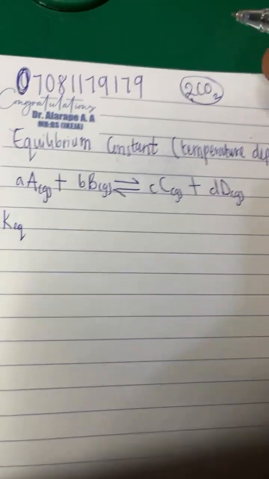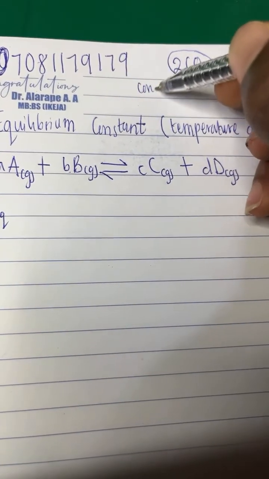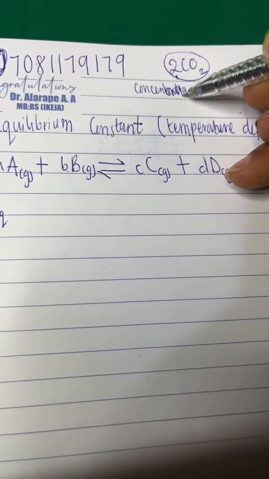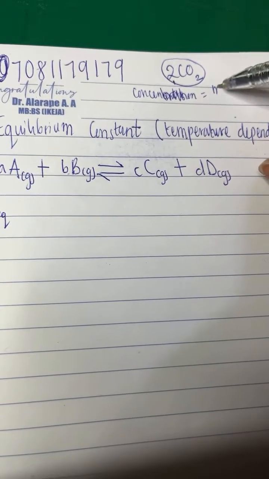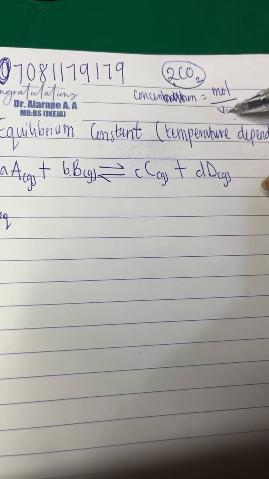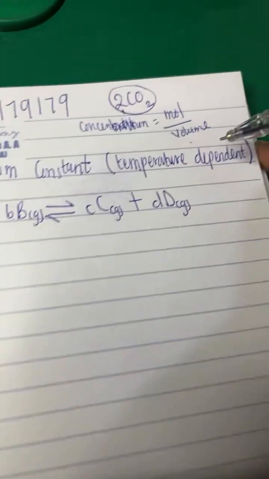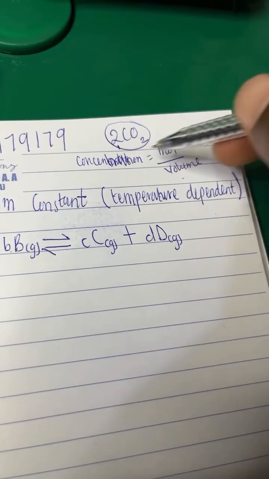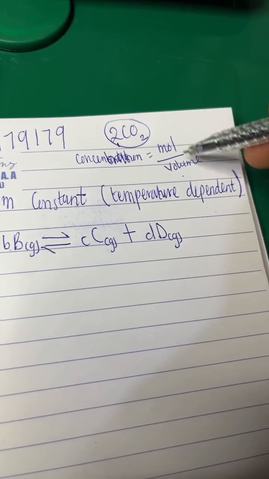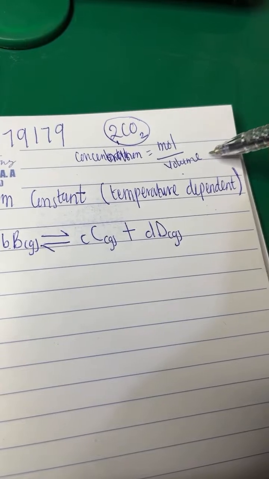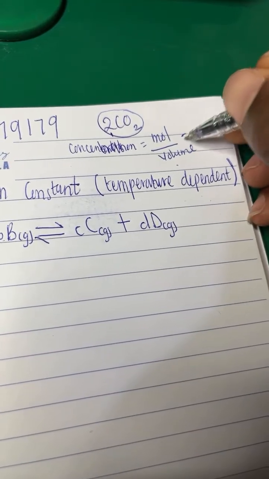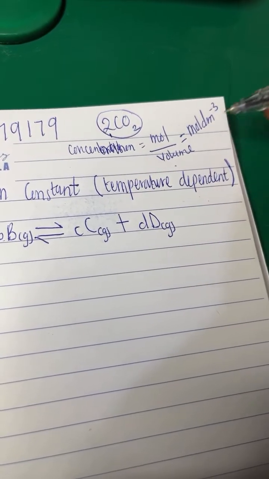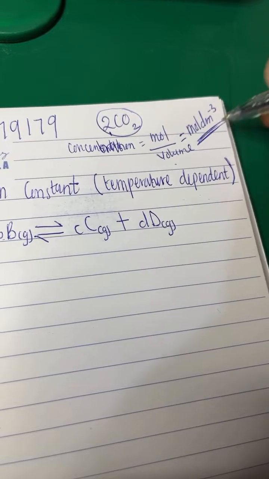Do you know the formula for concentration? Concentration, which is in moles per dm cube. Mole over volume. If you don't know it now, concentration is mole over volume, mole divided by volume. So this will give us the unit of concentration to be moles per dm cube. This thing is very, very rampant in solubility.